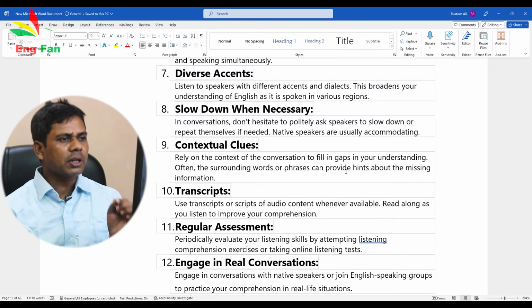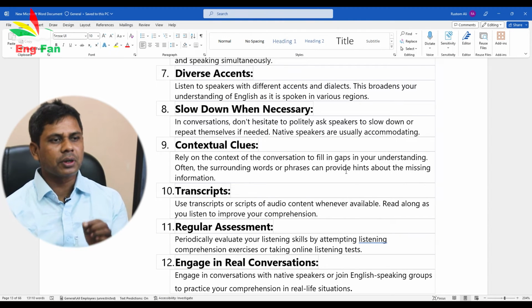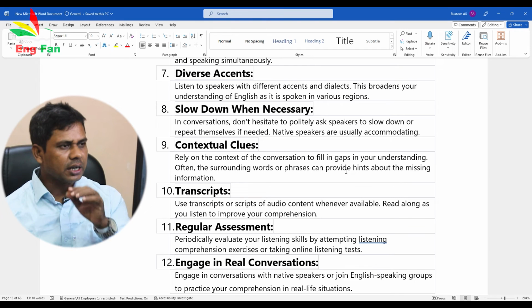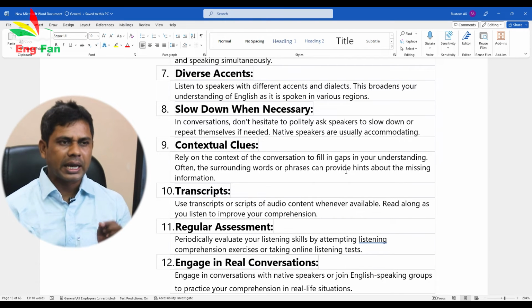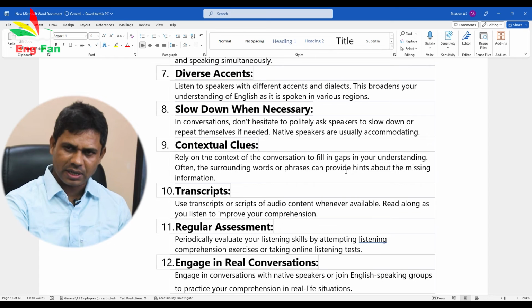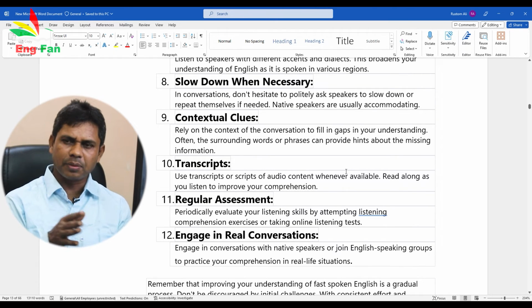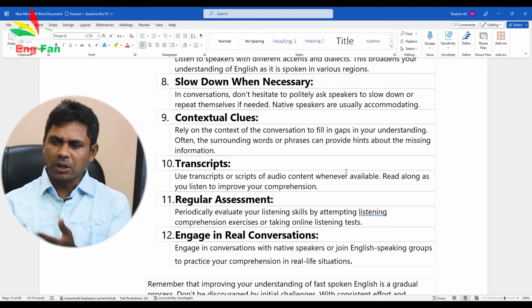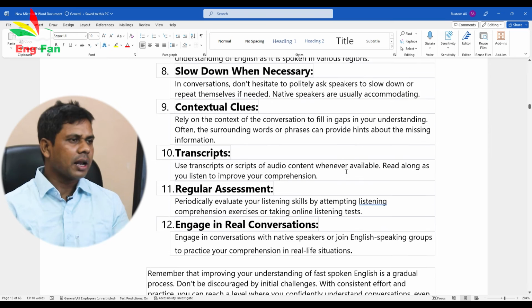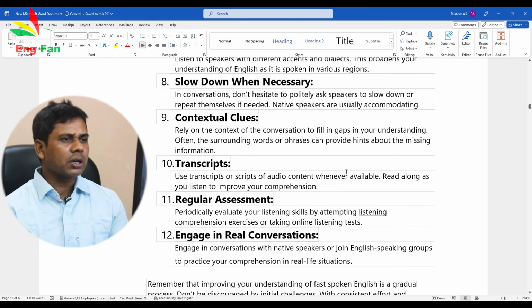Contextual clues. Rely on the context of the conversation to fill in gaps in your understanding. Often the surrounding words of the phrase can provide hints about the missing information. When you understand that the word is giving that kind of information and the phrase is giving that kind of information, you can understand what type of word, phrase or clause you are going to put after it or before it. Number 9, context clues. Rely on the context of the conversation.